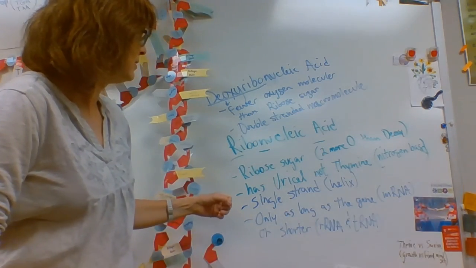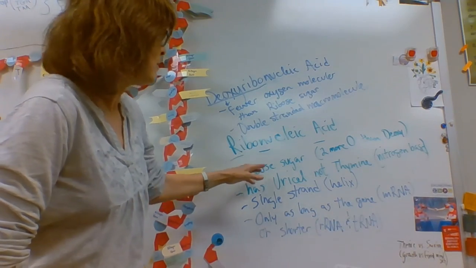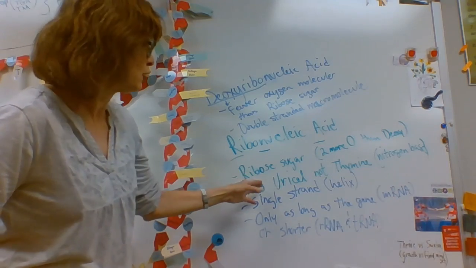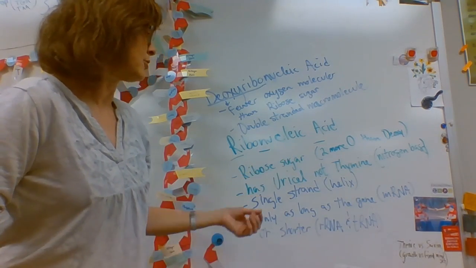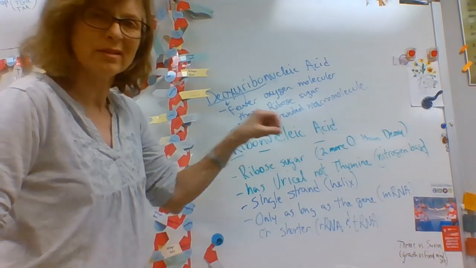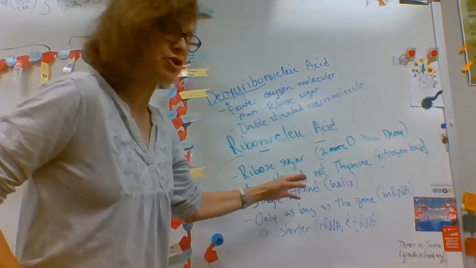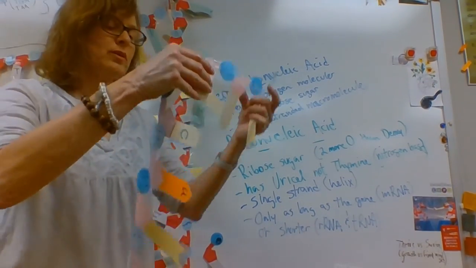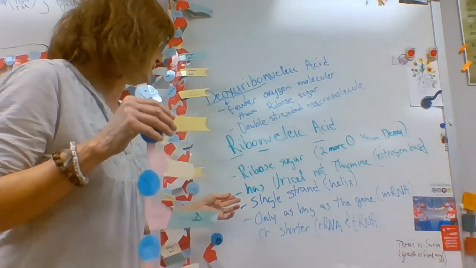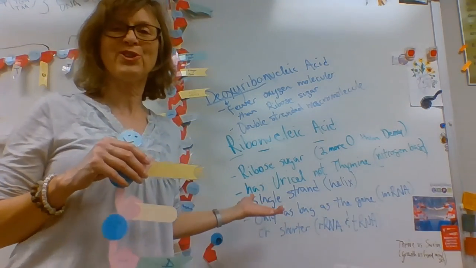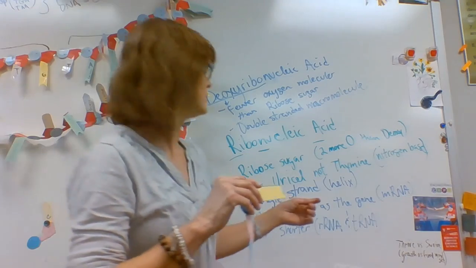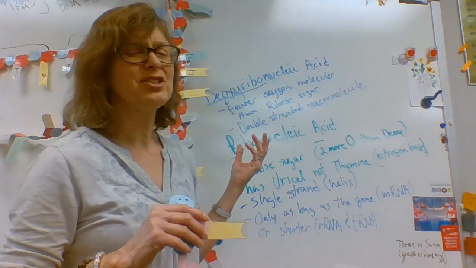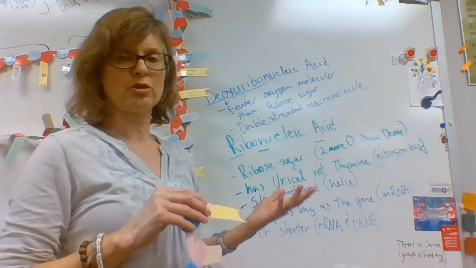Ribonucleic acid has the ribose sugar instead. It has 2 more oxygens than deoxyribose has. It has uracil, not thymine, as a nitrogen base. Actually, this would be good to know. I'll jot it down. It is single-stranded, and it will helix. It will twist on itself, but it's always going to be a single strand, and it's also going to be a ton shorter than the DNA because it's only going to be as long as 1 gene on your DNA, and your DNA has hundreds of genes on it.